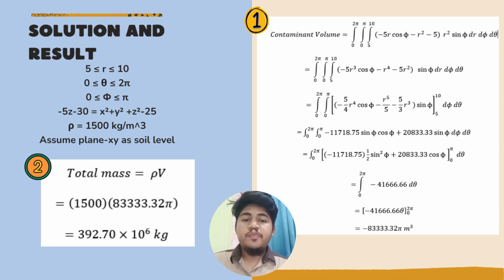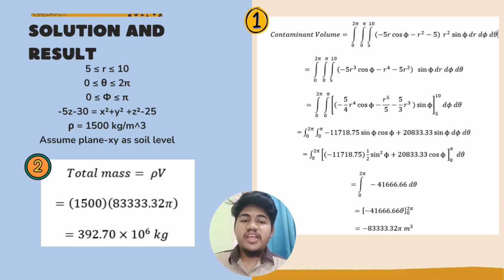To solve this problem, we use the given function and convert it to a spherical coordinate function. Next, we proceed with triple integration with the given information to find the contaminant volume. As a result, we get negative 83,333.32 pi cubic meters. The reason we got this negative is because we simulate the sphere buried under soil level using the function given. So, we can ignore this for the next calculation.